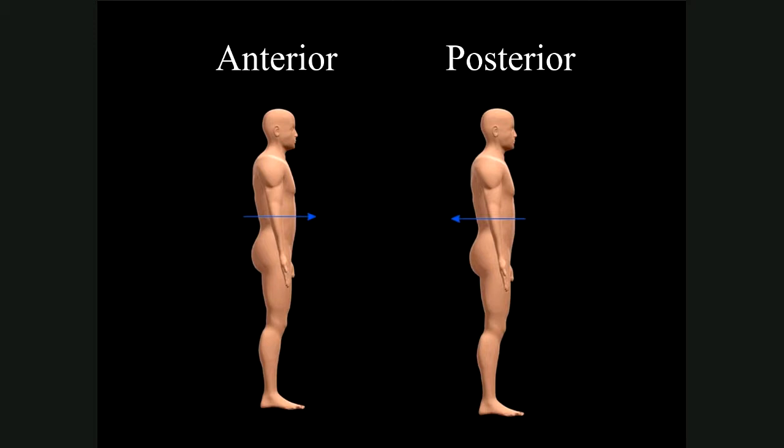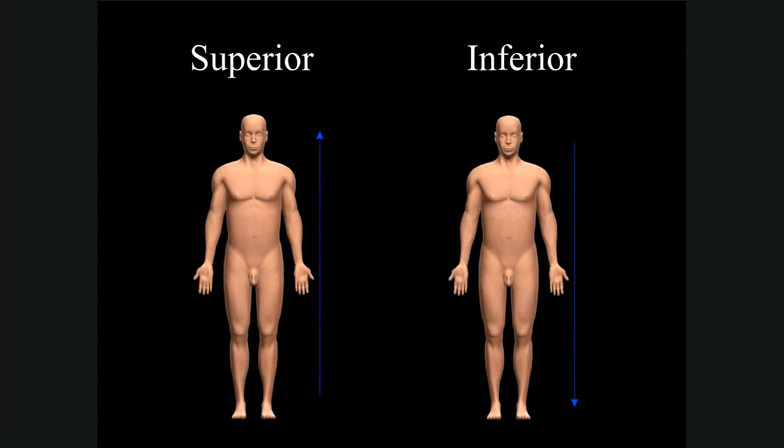Okay? So our directional terms in the anatomical position, our first group will be anterior and posterior. Anterior is toward the front of the body. Posterior is towards the back of the body. Our second group of terms will be superior and inferior. Superior is anything towards the top of the body, so towards the head. Inferior is anything towards the bottom of the body, towards the feet.